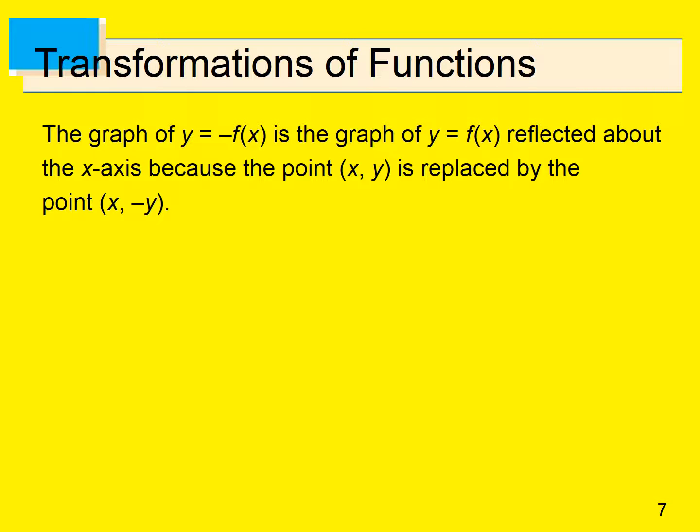The graph of y equals negative f of x. Now f of x is being multiplied by negative 1. That's the graph of y equals f of x reflected about the x-axis, because the point (x, y) is replaced by the point (x, negative y). So this is negative y right here, and that's the opposite of the old y value, meaning it is going to be on the other side of the x-axis.